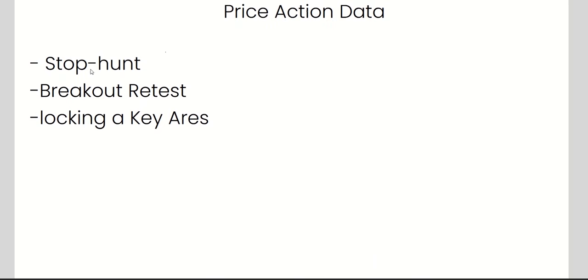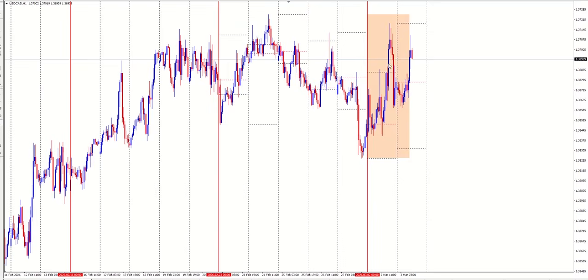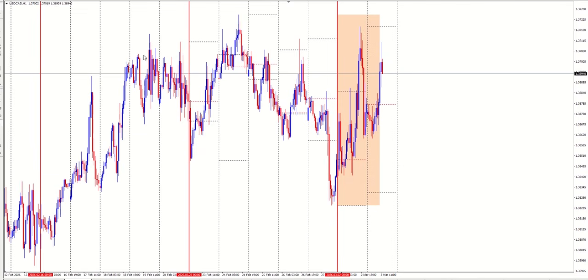Okay, so number one, stop hunts appear in a variety of forms. The best ones are the ones that appear at the high of the week, the low of the week, the high of the month, the low of the month. Very, very important to understand these things. All right, as you can see, this indicator actually has everything you need, and it's in the description below.